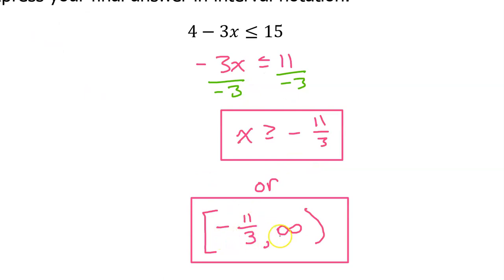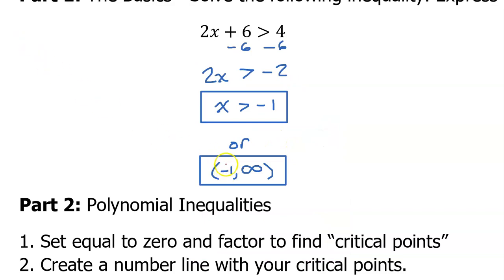When you write the answer in interval notation, we use a bracket on the negative 11 thirds to show that this value is included in the solution because of the "or equal to" in "greater than or equal to." By contrast, we used a parenthesis on the negative 1, not a bracket, because x must be greater than negative 1, but not equal to negative 1. So, to show that negative 1 is not included in the solution, we use a parenthesis.